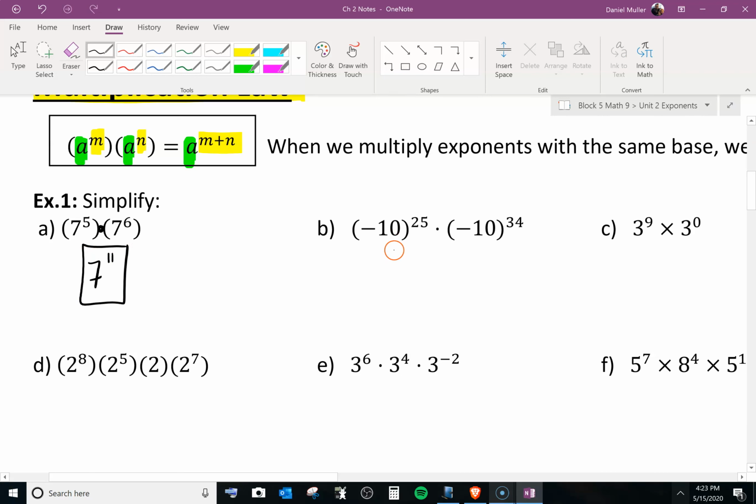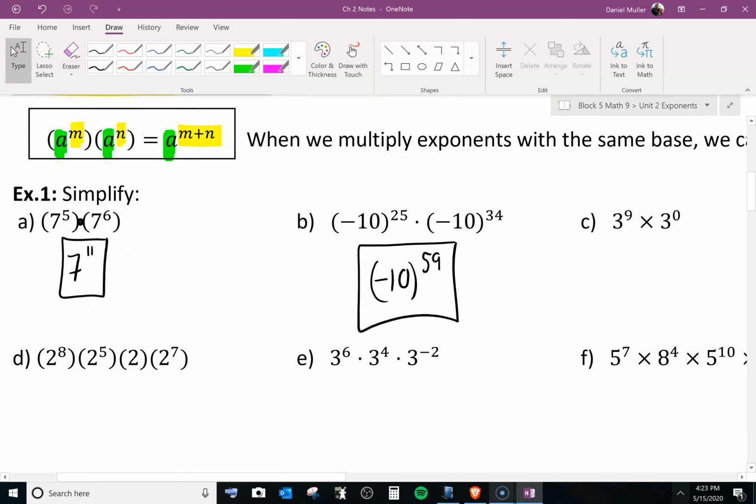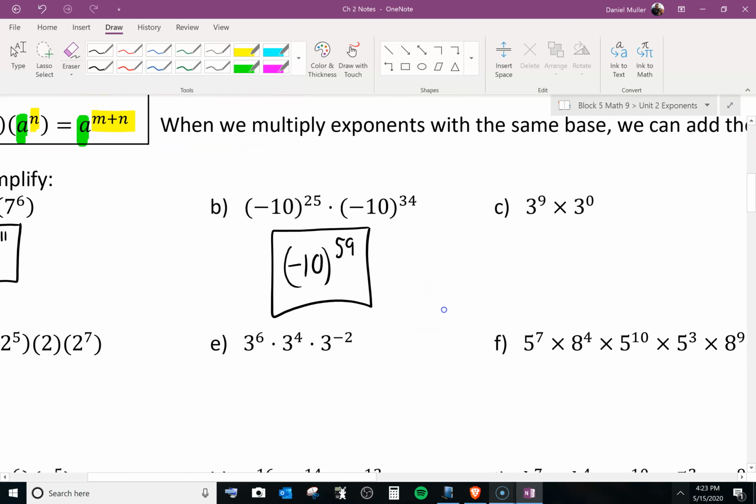So here in B, -10 and -10, our bases are the same. I'll put that in brackets because the negative is included. And then we can add the exponents. 25 plus 34 gets us 59. And that's it. We're not going to go 7 times 7 times 7, 11 times. That's just absurd. That would take a long time. This is the neatest way to write it.